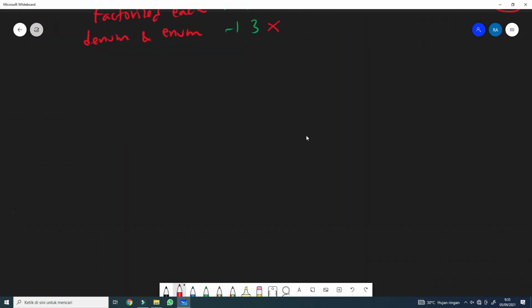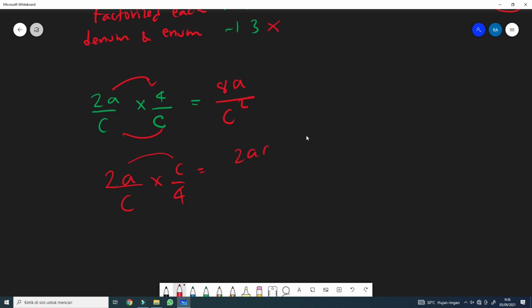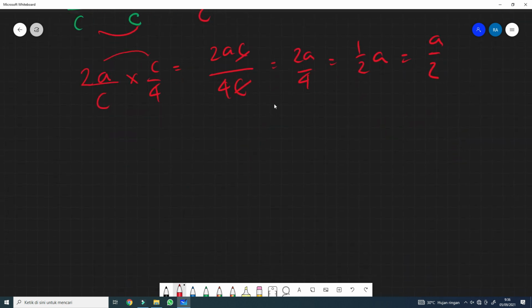Next, if we have 2a over c times 4 over c, then we just multiply this with this, and that with that, and get 8a over c squared. And the 2a over c times c over 4, we can get 2ac over 4c, and we can cancel the c and get 2a over 4, or we can just say half times a, or a over 2.